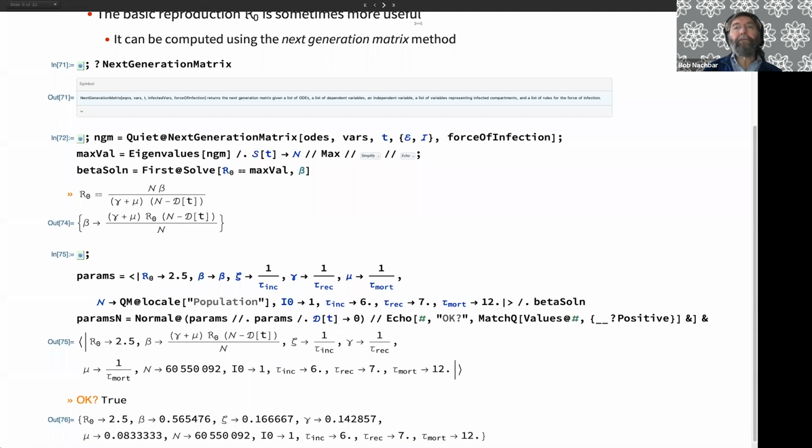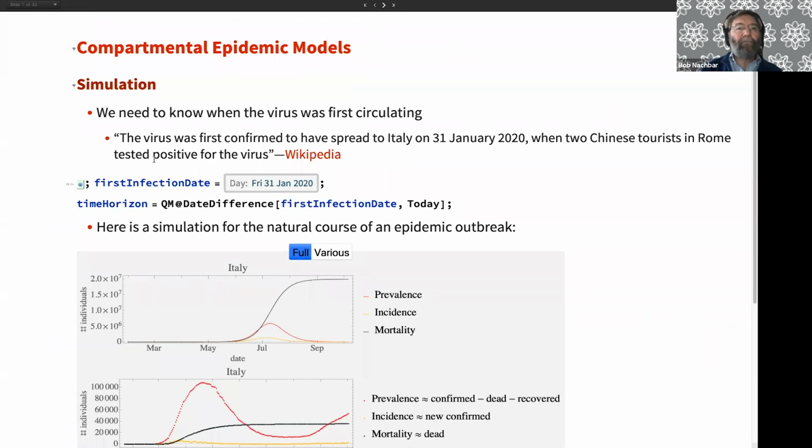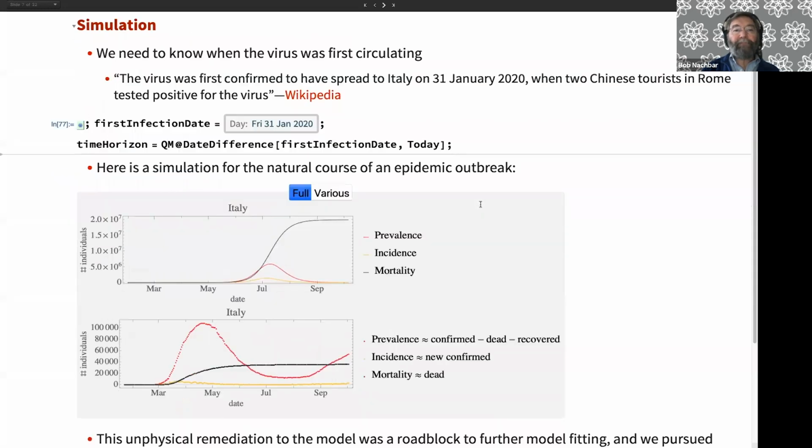The screen's not showing me everything that it's supposed to, so I hope I don't miss something. We need to know when the infection first occurred in Italy, and Wikipedia reported that on January 31st, there were 2 Chinese tourists that tested positive, so we can set that for our first infection date. And the time horizon will extend up through today.